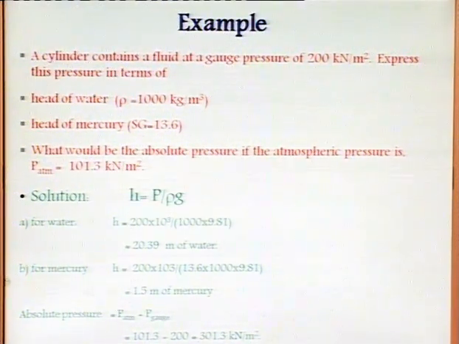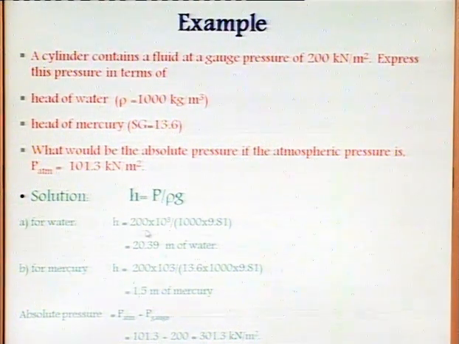Next again there is some numerical related to this. A cylinder contains a fluid at a gauge pressure of 200 kilo Newton per square meter. We have to express this pressure in terms of the height of water and the height of mercury. So for the water, h is equal to P upon rho g, because P is equal to rho g h. So height comes out to be P upon rho into g. Pressure is given to be 200 kilo Newton per square meter.